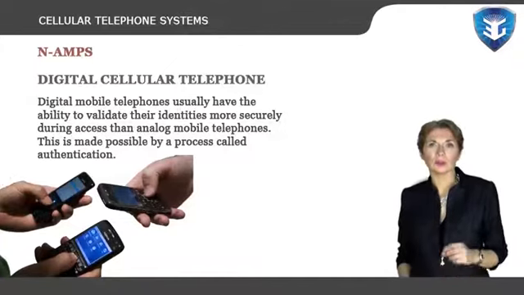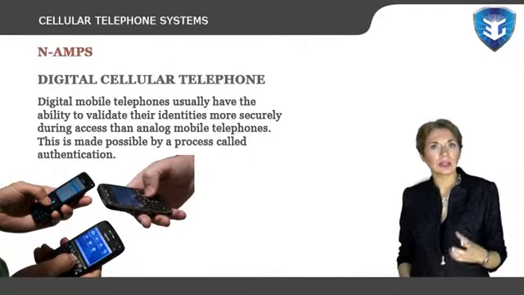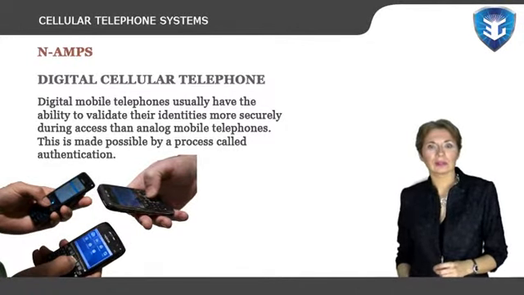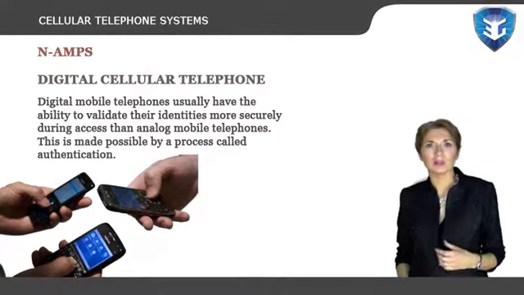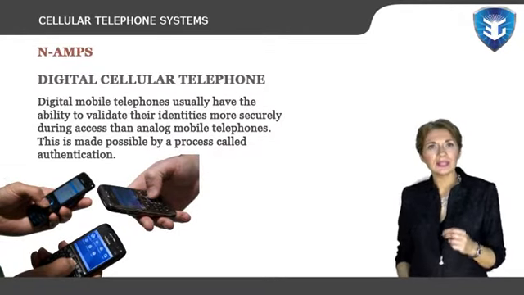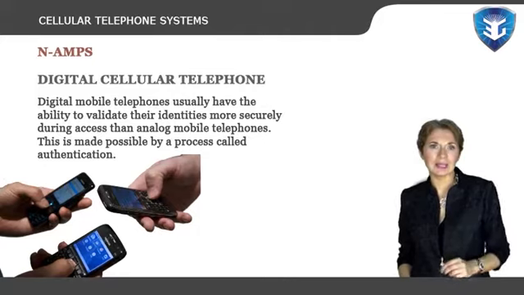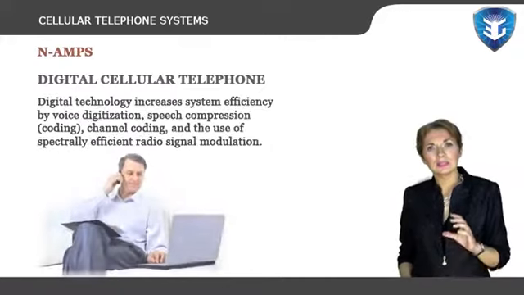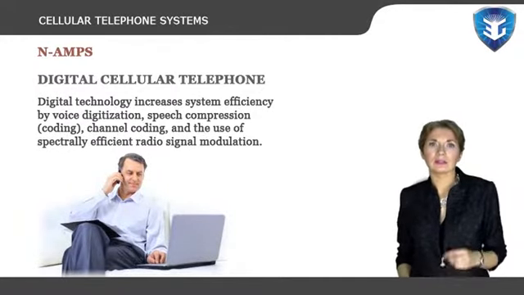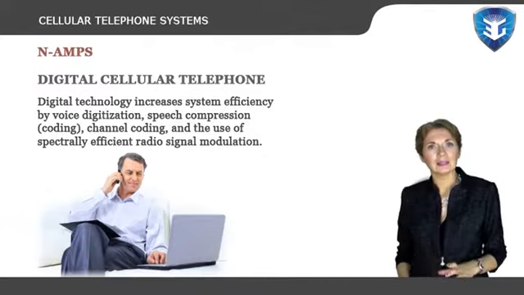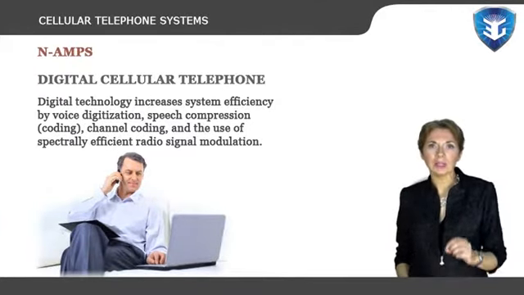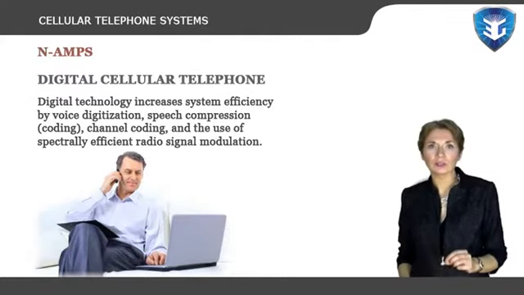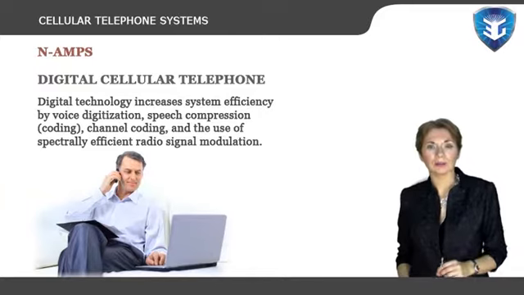Digital mobile telephones usually have the ability to validate their identities more securely during access than analog mobile telephones. This is made possible by a process called authentication. Authentication processes share secret data between the digital mobile phone and the cellular system. Digital technology increases system efficiency, and it does this by voice digitization, speech compression or coding, channel coding, and the use of spectrally efficient radio signal modulation.